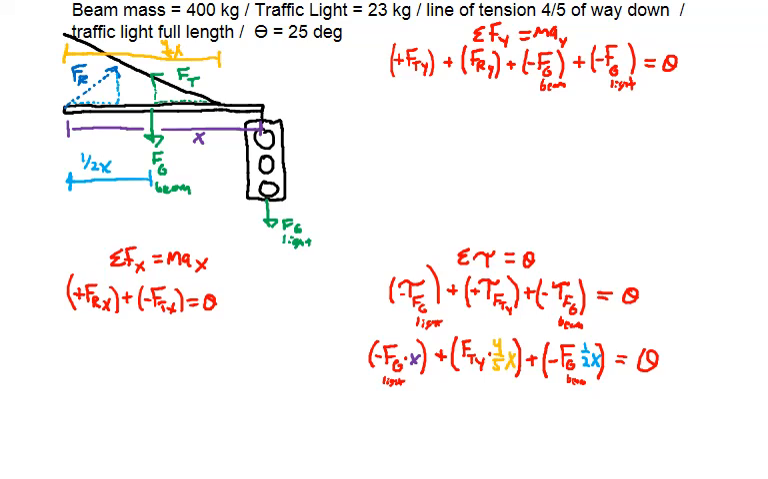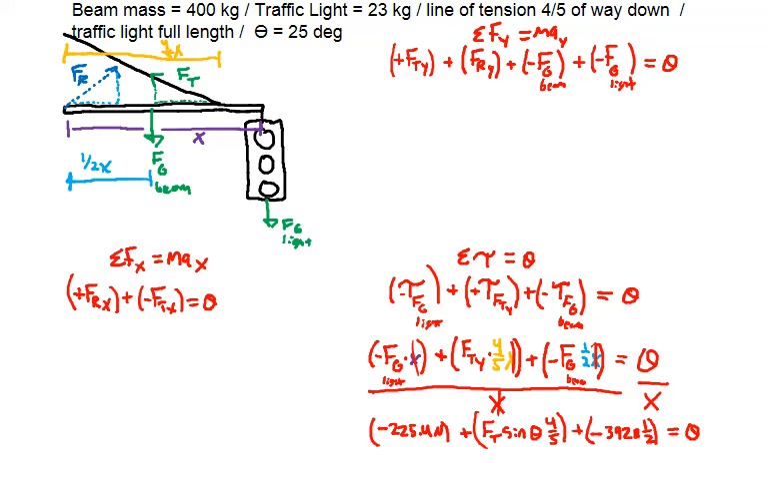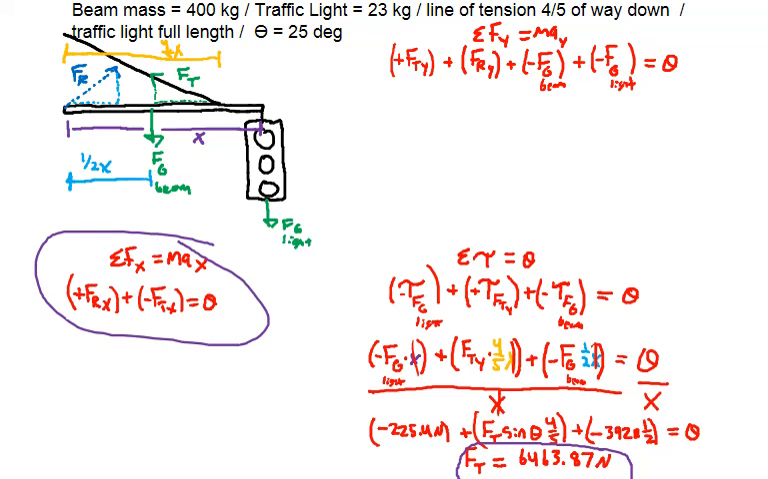You could have used L as your variable. Either way is okay. So the light is the full length. The tension in the y is 4/5 of the way, so it's right here. Told you that. And then the beam is halfway, right? So we can divide by x from both sides, and we'll end up getting a force of tension here of 6,463.87 newtons.